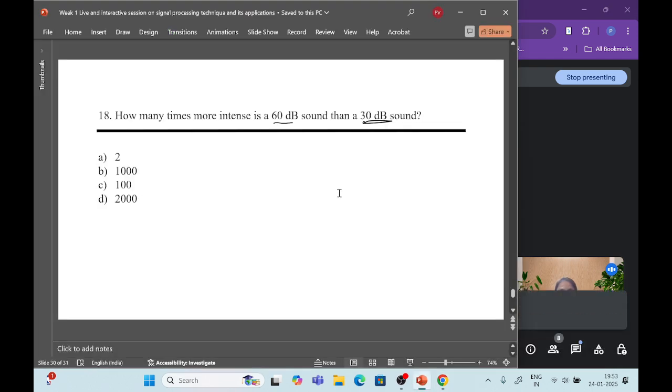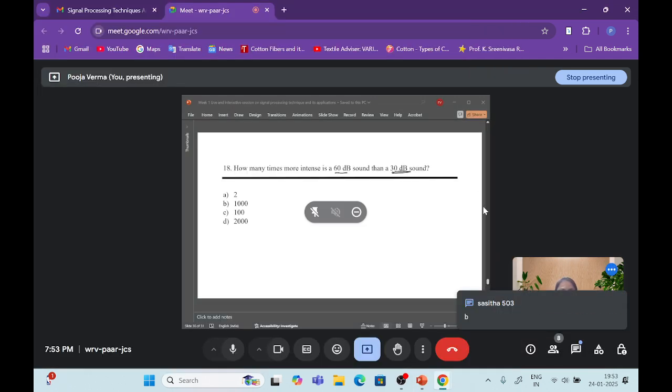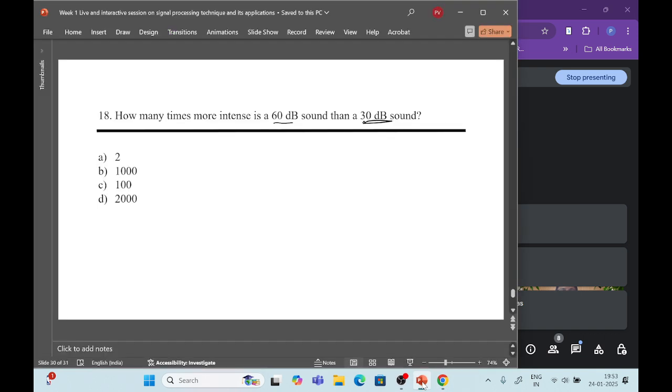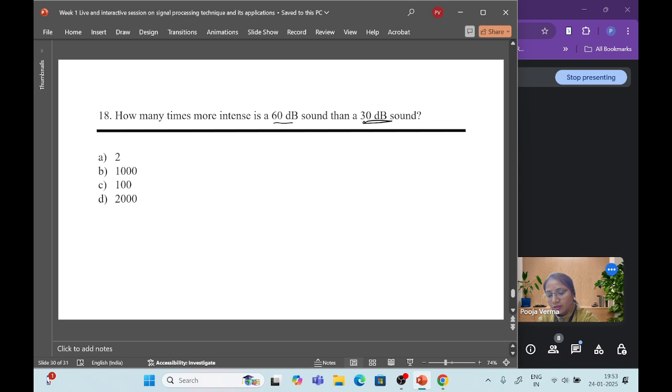Try and answer in the chat box. Yeah, option B is the correct one. But how can you solve it? The value is already given in dB, so we have to convert it.